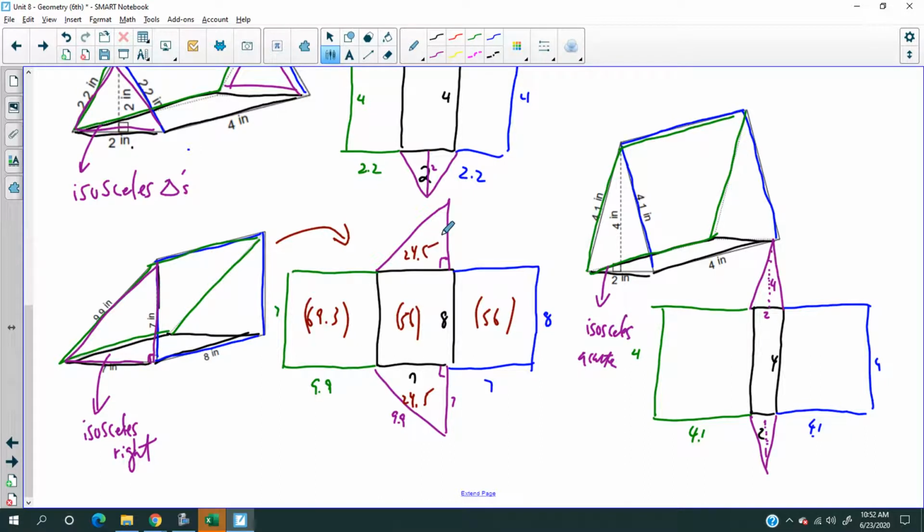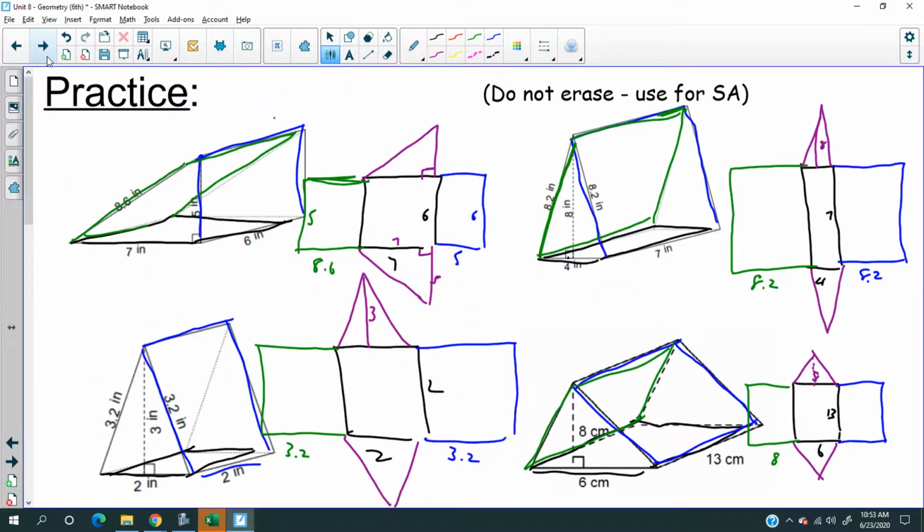Now let's add them up. I'll start from the top. 24.5 plus 69.3 plus 56 plus 56 plus 24.5. What is that? 230.3. Okay. Now, if I made a mistake, let me know, okay? Because I'm going pretty fast here.